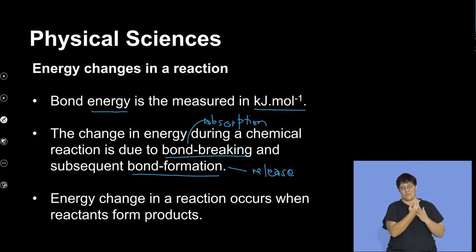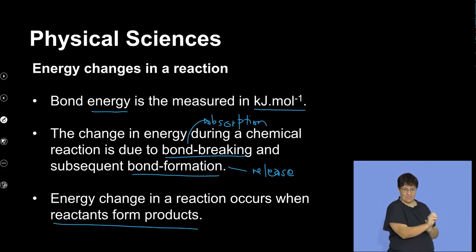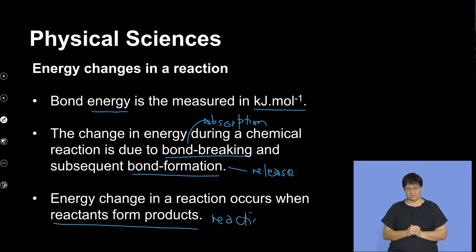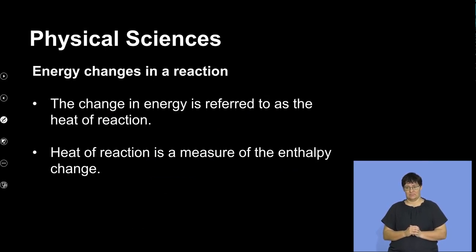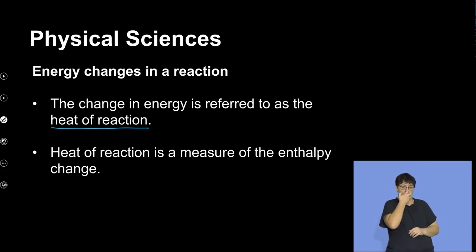So there is a change in energy in a reaction when reactants are converted to products. So this is what we will talk about in terms of the reaction. Right. So the change in energy is referred to as the heat of reaction. So what do we mean when we talk about the heat of reaction? We talk about the energy change that takes place in a chemical reaction.